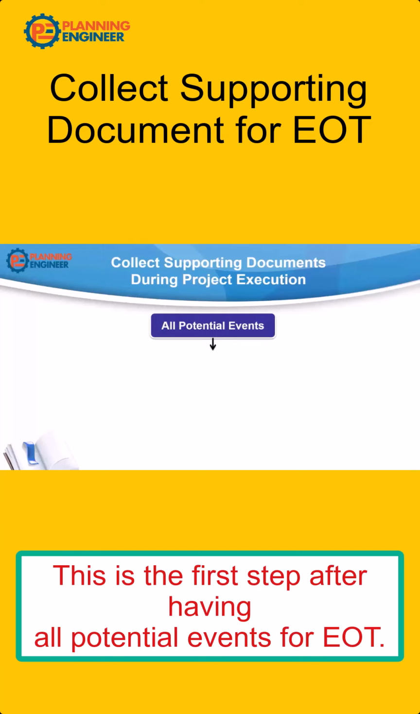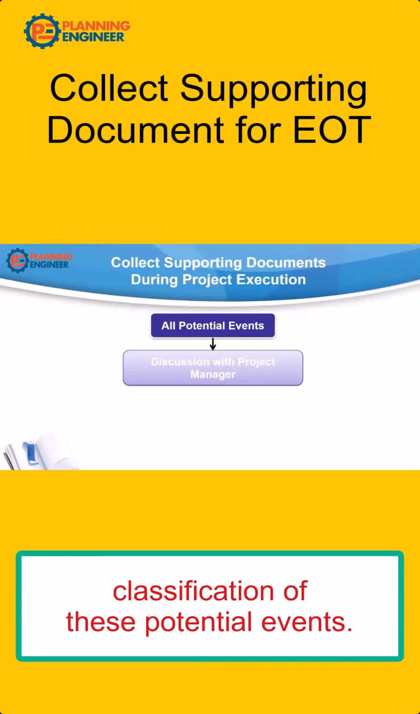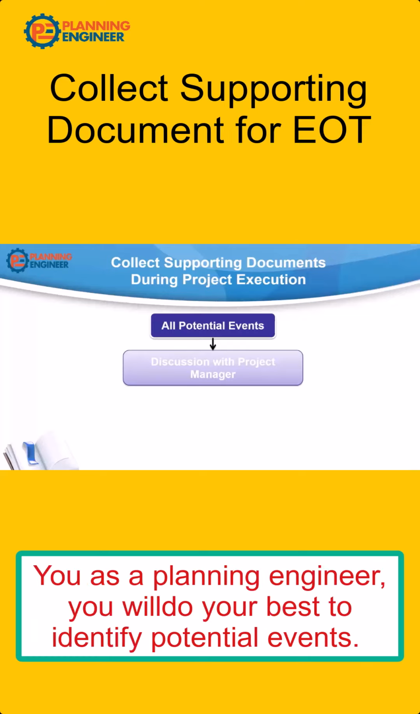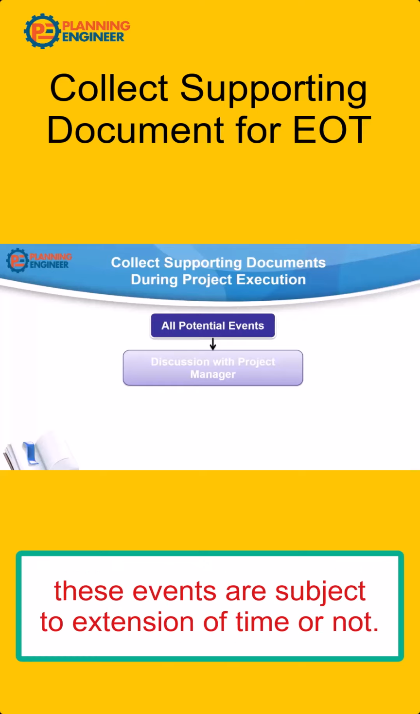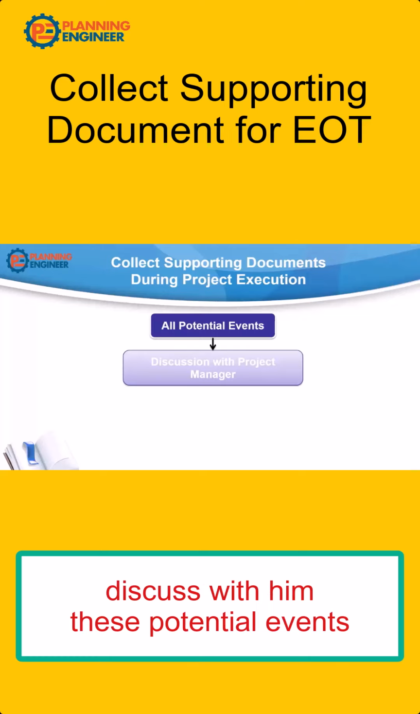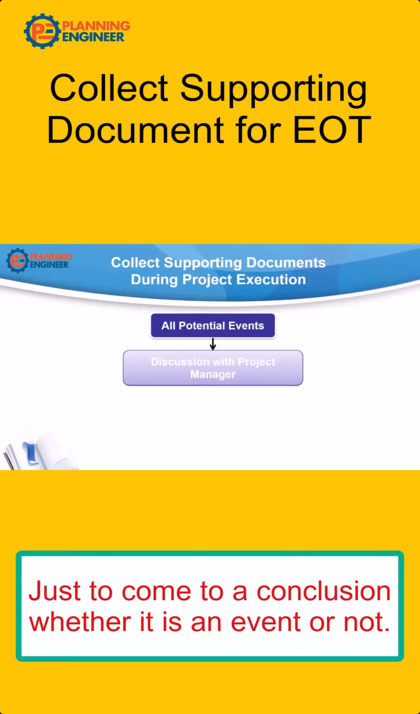This is the first step after having all potential events for EOT. As a planning engineer, you have to discuss with the project manager the classification of these potential events. You as a planning engineer will do your best to identify potential events. So you need a further level of authority to give you the direction whether these events are subject to extension of time or not. So you need to discuss with someone. I suggest here the project manager, to discuss with him these potential events, just to come to a conclusion whether it is an event or not.